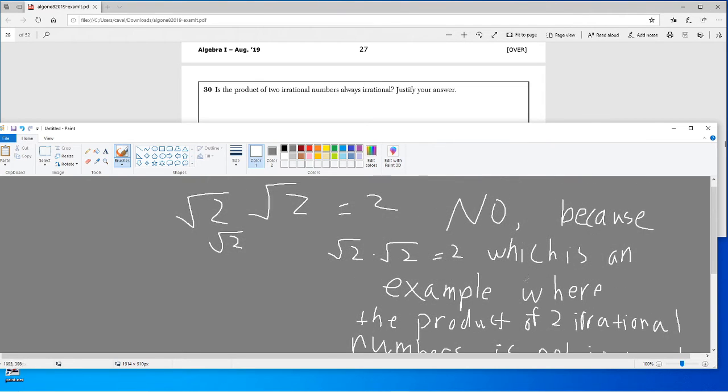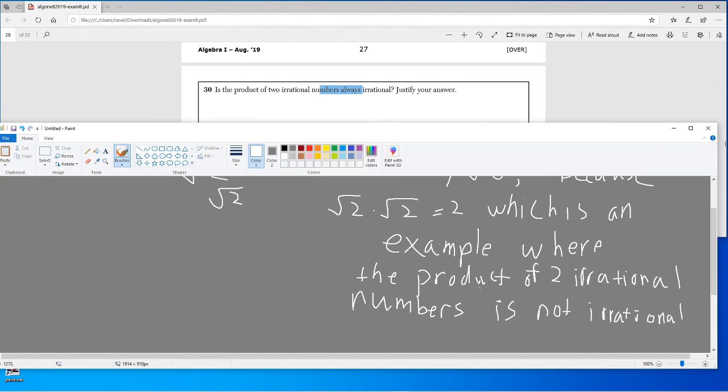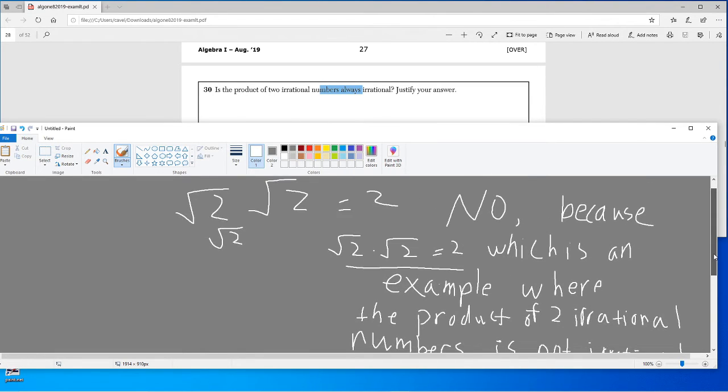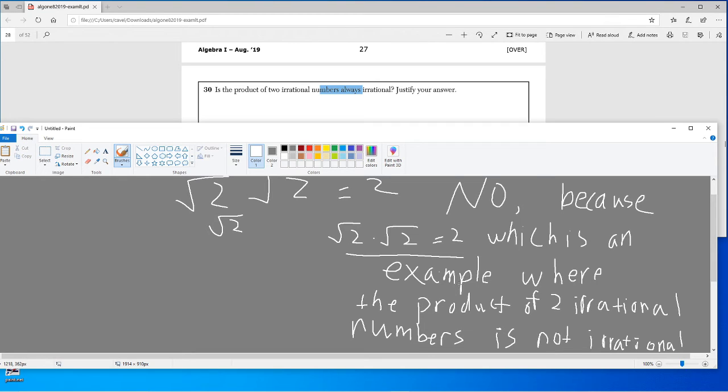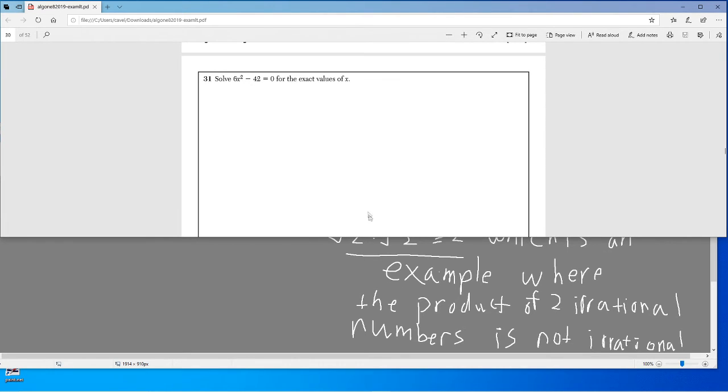So, to generalize, in conclusion, is the product of two irrational numbers always irrational? No, right? And we provide an example. Square root of 2 times square root of 2 is 2, right? So the product of two irrational numbers is not always going to be irrational, right? That's for number 30.